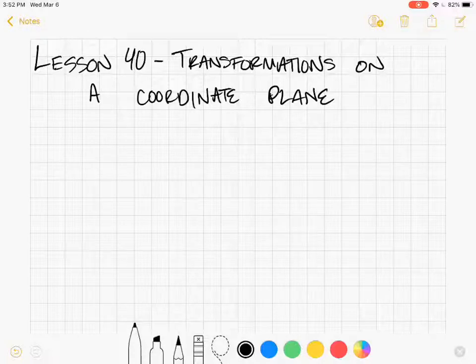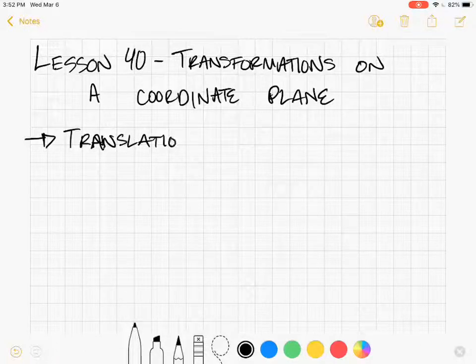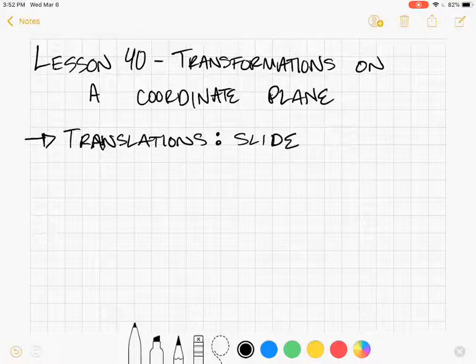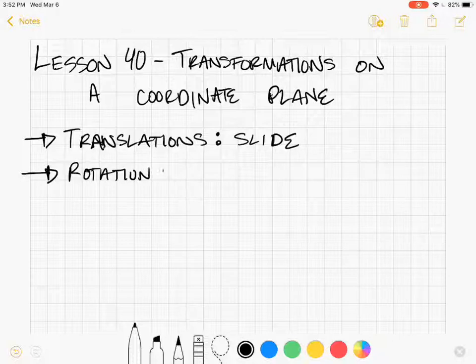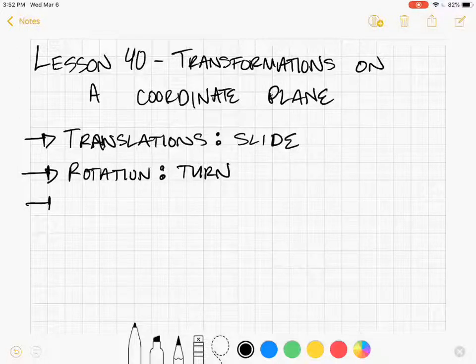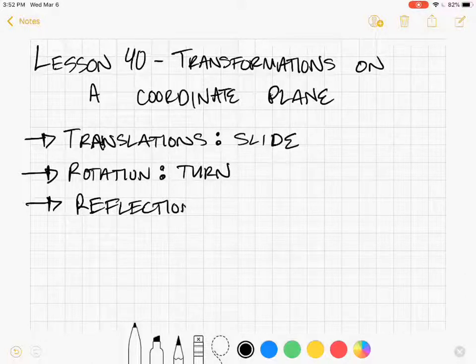So if you think back to our previous lesson, we'll do a little review here. Translations are a slide of a figure. So we're just going to put slide here to make sure that we're remembering what some of these terms mean. Translations are a slide of a figure, and a rotation is a turn of a figure, and a reflection is a flip of a figure.